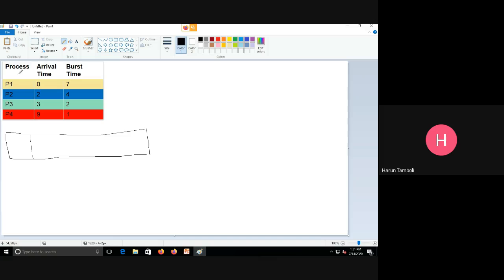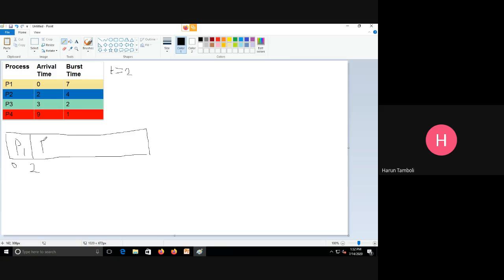initially only P1 is present at the 0 second. So P1 will start its execution and it will execute only for 2 seconds. We are considering time slot equal to 2. So P1 will execute for 2 seconds only. After 2 seconds, if a second process is available, then P1 will exit and P2 will start.